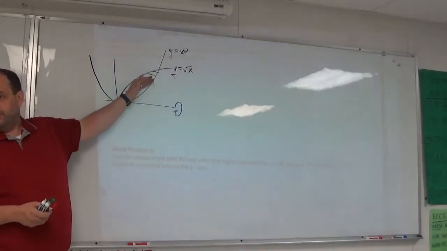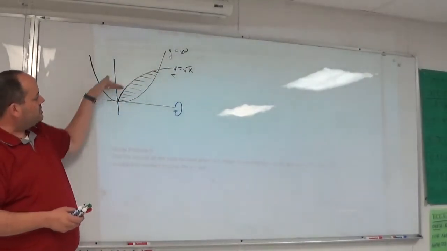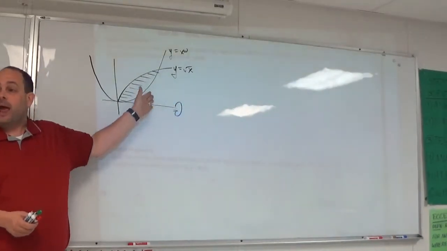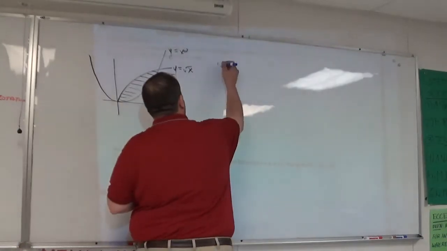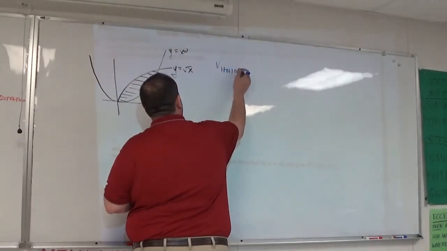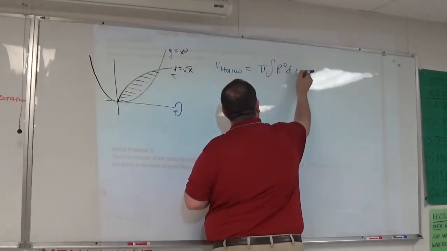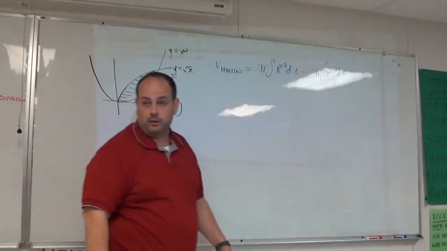You want to look at the region. You want to look at your axis of rotation. Is the region touching the axis the whole way? No. No, then that's why you have hollow. There's a gap. So the volume for a hollow region is always pi integral big R squared minus pi integral little r squared.